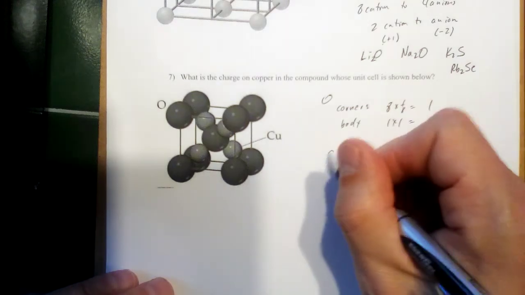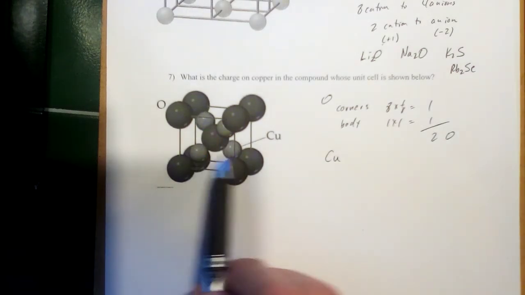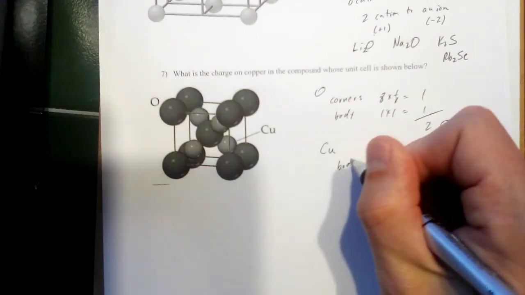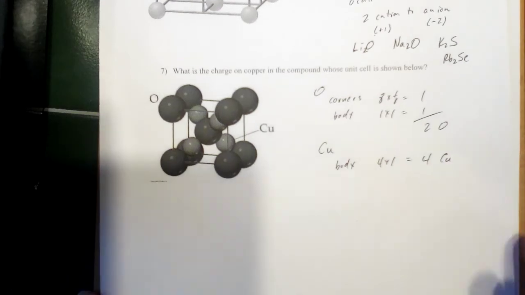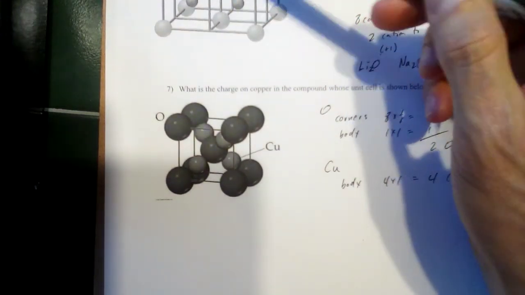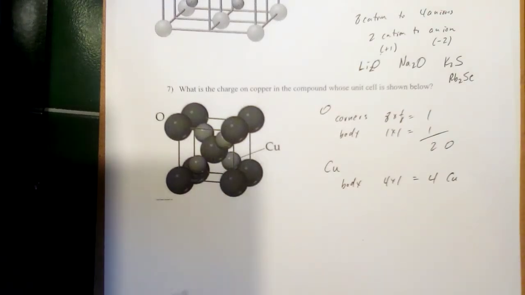Now, if we look at the coppers, they are all completely inside the unit cell. And there's 4 of them. So these are all inside, all in the body, 4 times 1, 4 coppers. Now, actually, there's a similarity between the structure I had up here for number 6 and this one in number 7. These are actually tetrahedral holes where the cations are living.